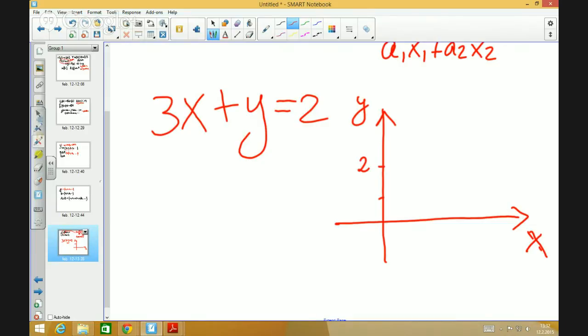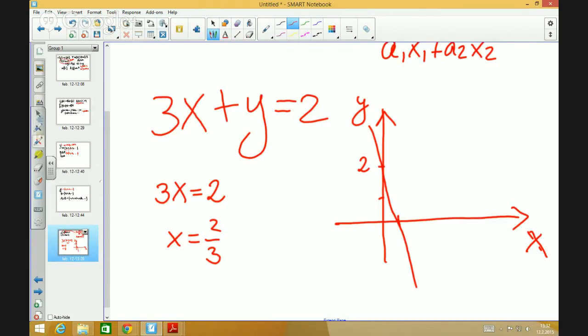Okay, so when y is 0, x is... so if y is 0, you get 3x is equal to 2. So x is 2/3. You just divide by 3 both sides, and you get 2/3. Okay, so let's say it's somewhere here. Well, this thing is actually all of the points. Yeah, so this is supposedly a line.